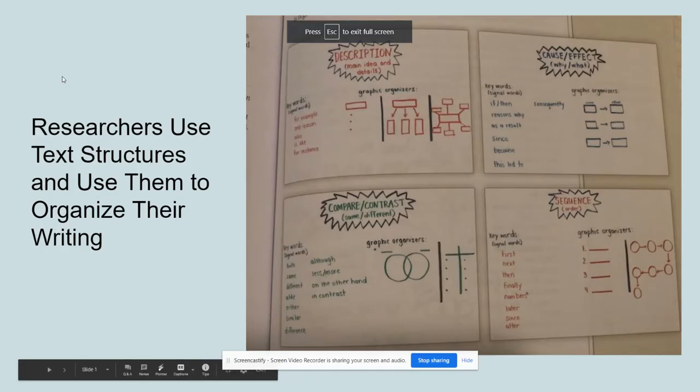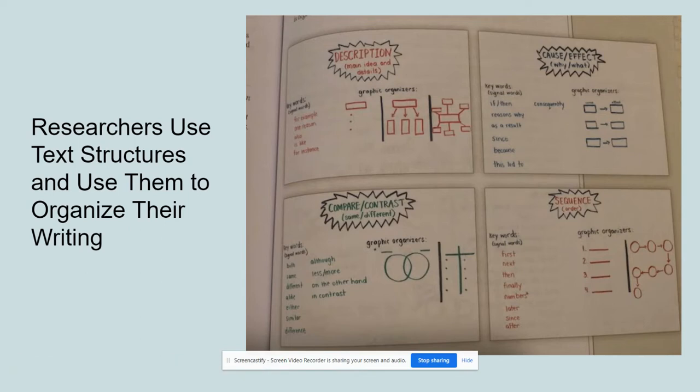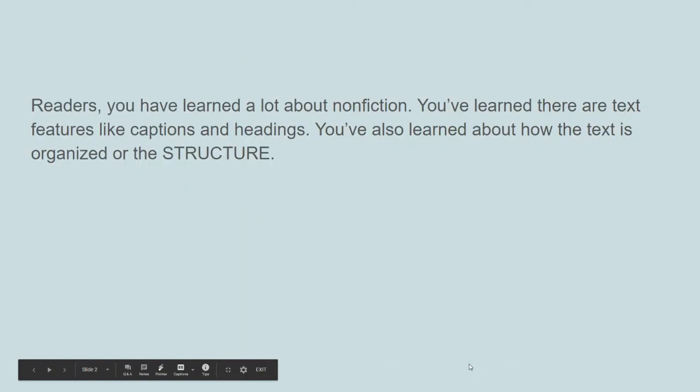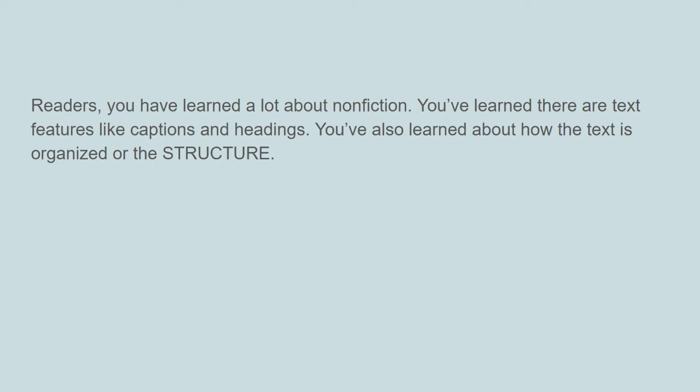Hi, readers. Today we're going to work on taking our great notes and looking at how researchers use text structures to organize their writing. You've worked really hard in third grade to learn about nonfiction text structures. So there's lots of text features like captions and headings. And then we've also talked about how the text is organized, or the structure.